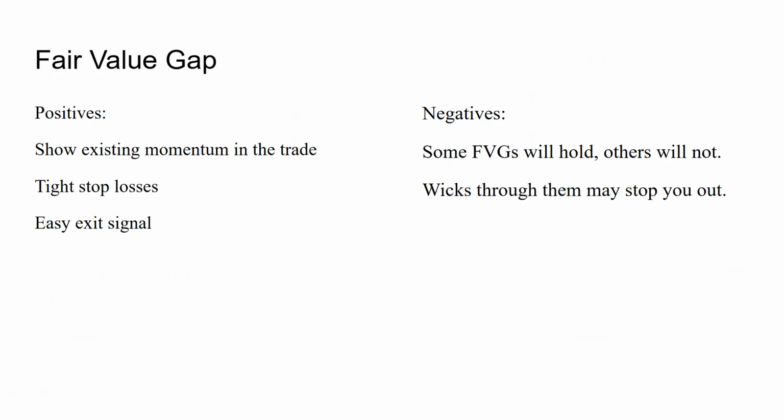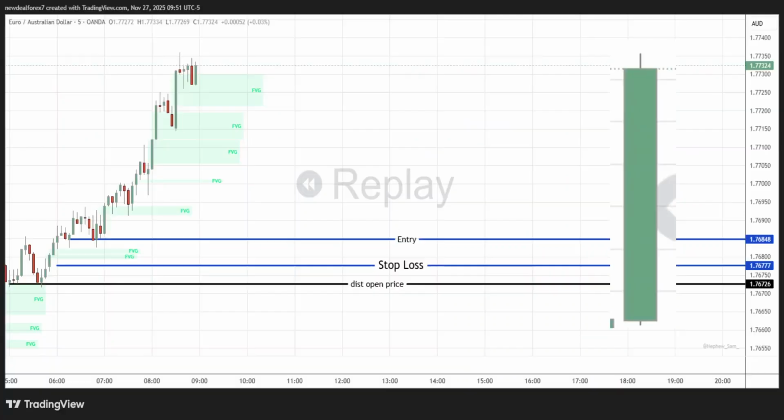Now, some drawbacks are that some fair value gaps will hold and others will not. You have no way to know which ones will hold and which ones won't, because we can't predict. We can only react to what the chart is showing us. And as well, sometimes wicks through the gap may stop you out. See how this wick right here, and this wick right here, traded into the gap, but then closed up here. So that's why this gap is still holding. If your stop loss is too tight, you'll see wicks that go all the way down but then close all the way up here, and it's stopping out people. You will encounter that. I'm just telling you that now.